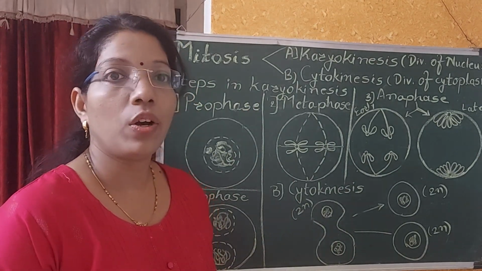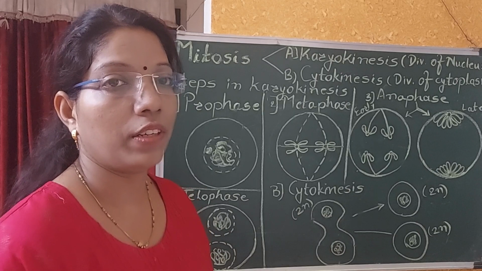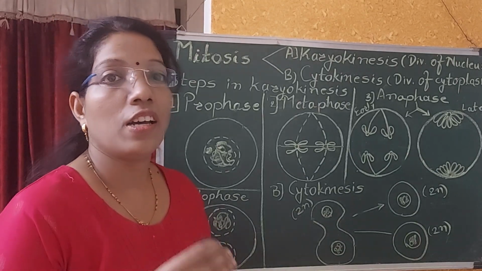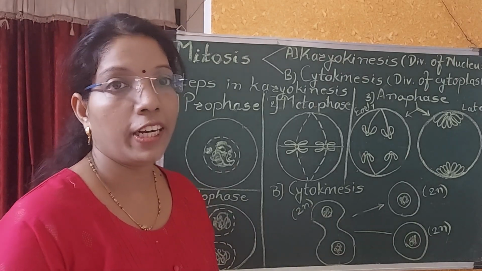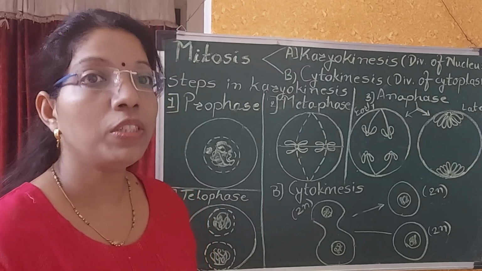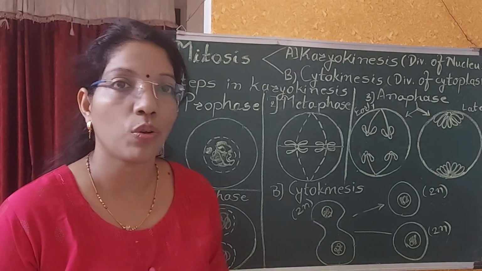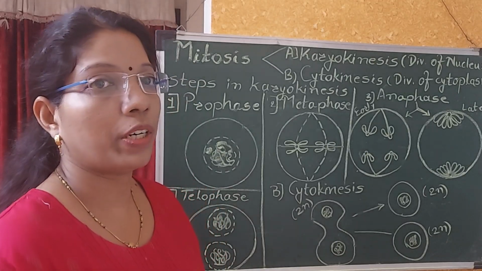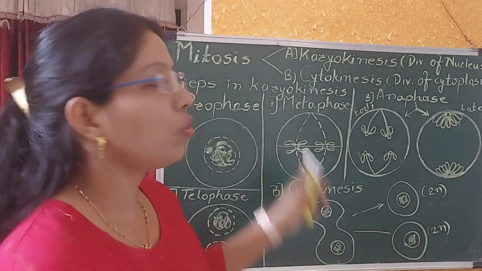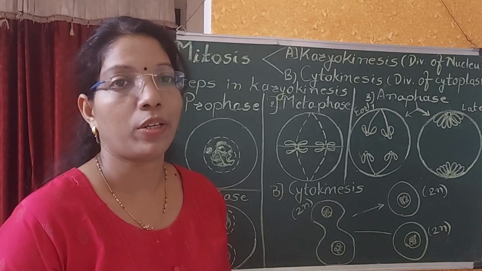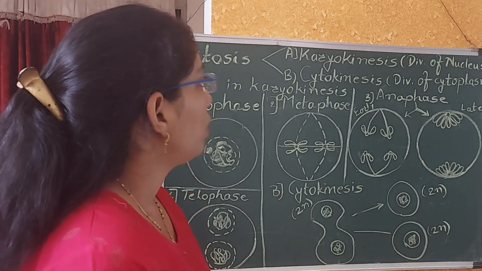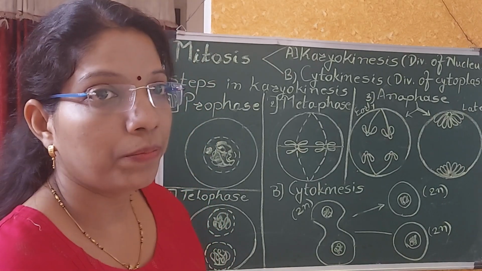So recovery or healing of wounds is the second significance, and third is the recovery of emaciated body. Emaciated body means weak body. If any disease is there, due to that disease there is weakness of the body, and recovery from that weakness occurs due to cell division, that is mitosis. So in detail we are going to see.